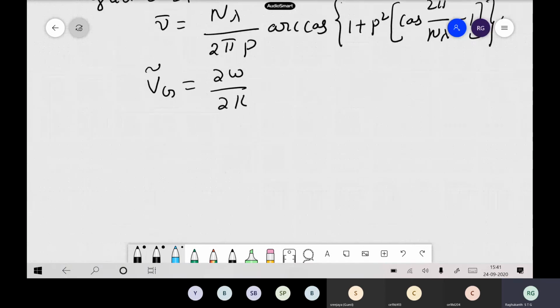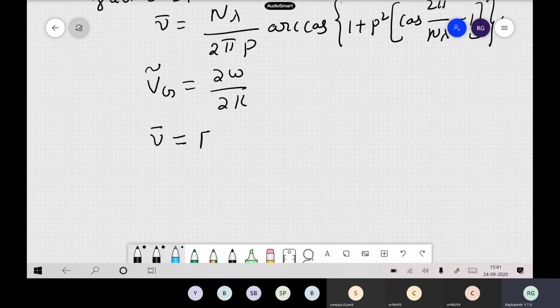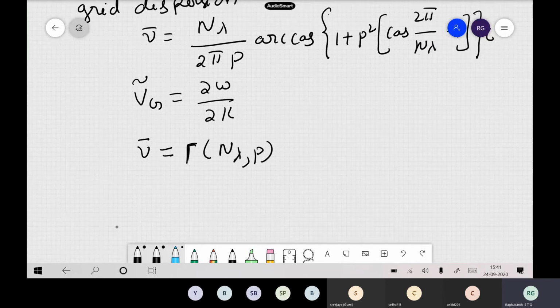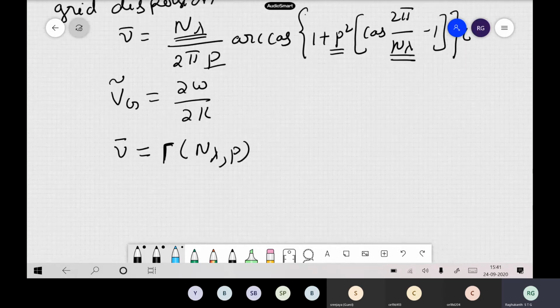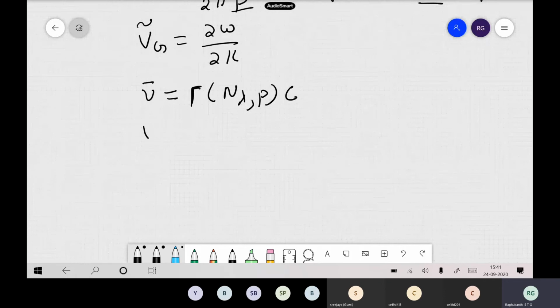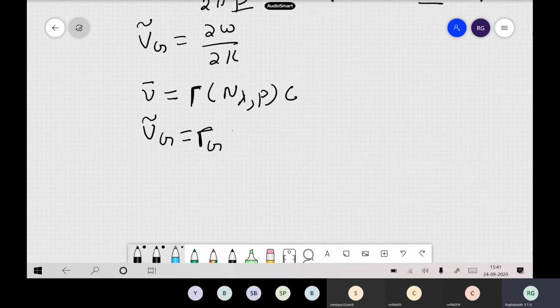We can write this expression for the phase velocity, if you denote some constant, as depending on n lambda and p. You can see here that n lambda and p are the main criteria, multiplied by c. Similarly your group velocity also depends on n lambda and p, multiplied by c. I have written the equation in the previous case itself.